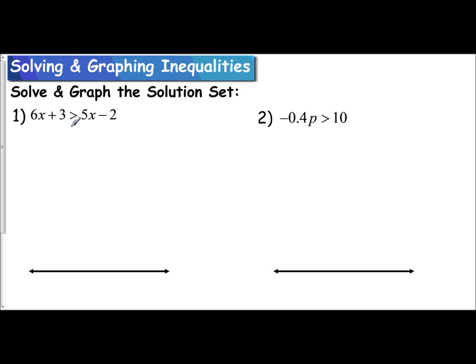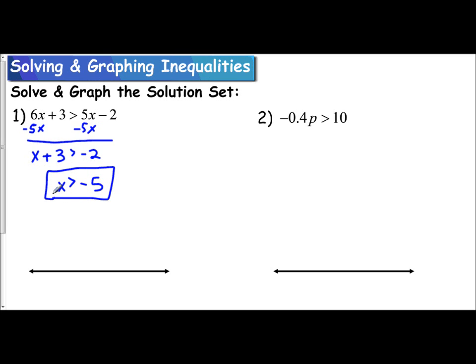6x plus 3 is greater than 5x minus 2. I am going to get the x's on the same side by subtracting 5x from both sides of the inequality. That gives me x plus 3 is greater than negative 2. And then I'm going to solve for x by subtracting 3 from both sides. So x is greater than negative 5. So that is the solution set to the inequality.